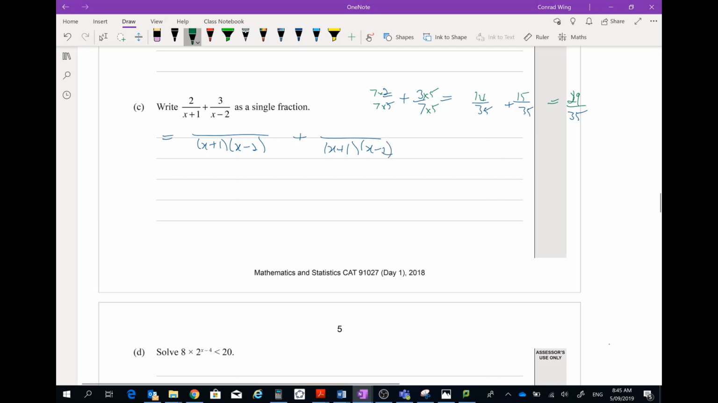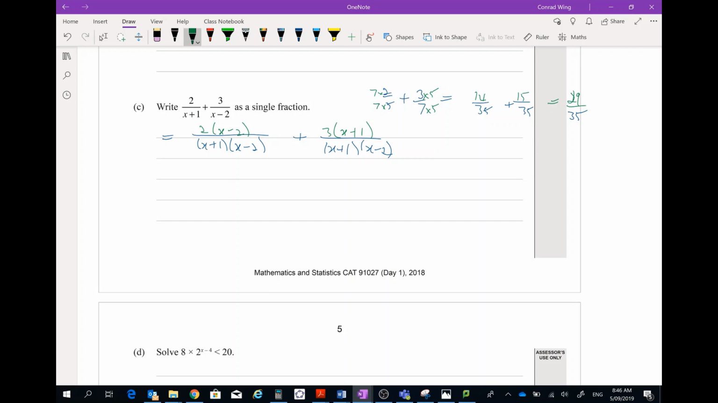And so you ask yourself, well, don't expand the brackets, please. It's 2. So this is 2 lots of what? What do I have to multiply the 2 by? X minus 2. And then with this 3, I have to multiply it by x plus 1. Okay? Does that make sense?